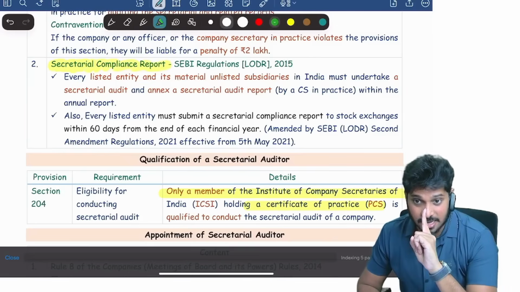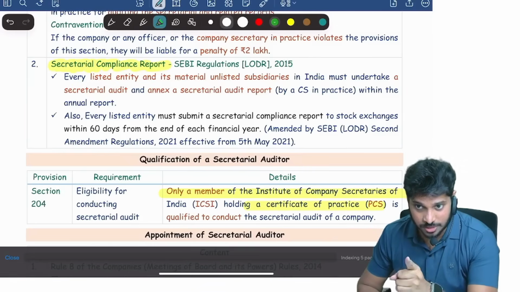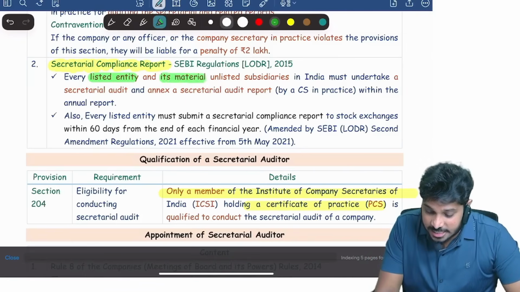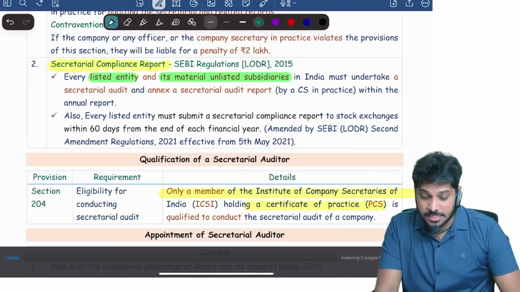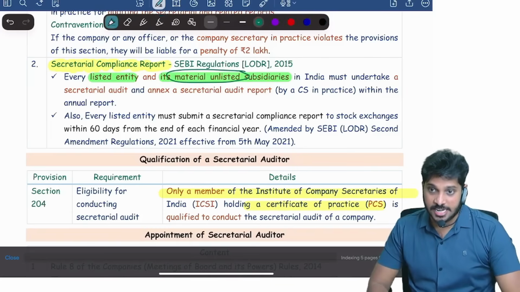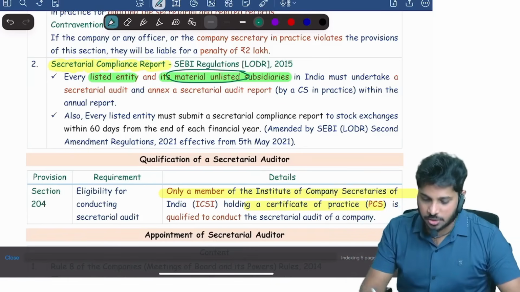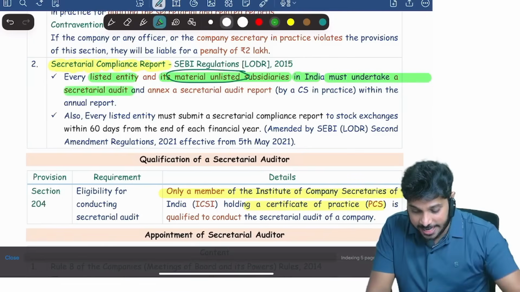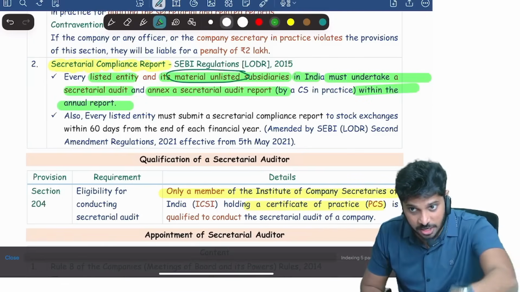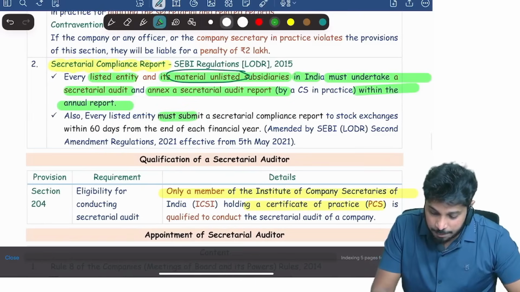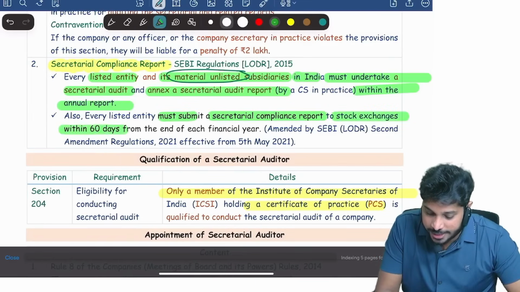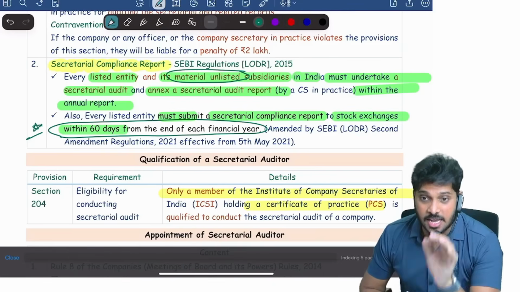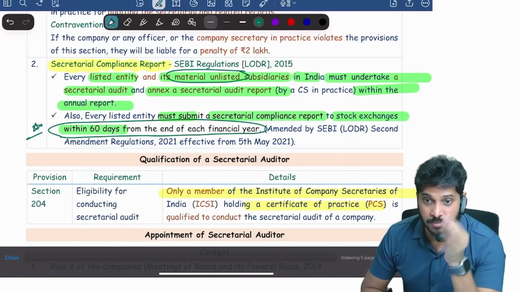Further, there is something else called secretarial compliance report. Remember, secretarial compliance report is different, secretarial audit report is different. Secretarial compliance report is applicable only for a listed entity and its subsidiaries. Which subsidiaries? Material subsidiaries. Listed entity and its important subsidiaries which are in India. They must undertake a secretarial audit and annex a secretarial audit report within the annual report. Also, they must submit a secretarial compliance report to stock exchanges within 60 days from the end of the financial year. Very important. What is the time limit? 60 days from the end of the financial year.